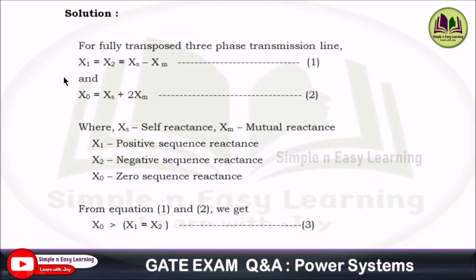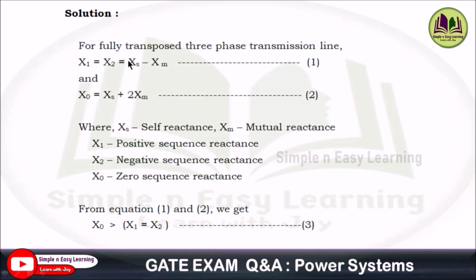Solution. For a fully transposed 3-phase line, the condition is x1 equals x2, which equals xs minus xm. That is the first equation. And x0 equals xs plus 2xm, where xs is the self reactance, xm is the mutual reactance, x1 is the positive sequence reactance, x2 is the negative sequence reactance, and x0 is the zero sequence reactance. So this is the condition, the first and second equation. And from these 2 equations we get the x0 term: x0 equals xs plus 2 times xm.